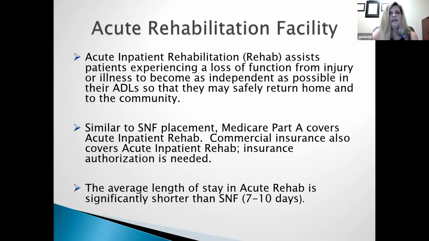Acute rehab facility. This is rehab that assists patients experiencing a loss of function from injury or illness to become as independent as possible in their ADLs and return safely home to the community. It is similar to SNF. Medicare Part A covers acute rehab. Commercial insurance also covers it. If you have commercial, an authorization is needed. The average length of stay in acute rehab is shorter than SNF. It's about 7 to 10 days, whereas skilled nursing facilities are approximately 20 to 23 days.